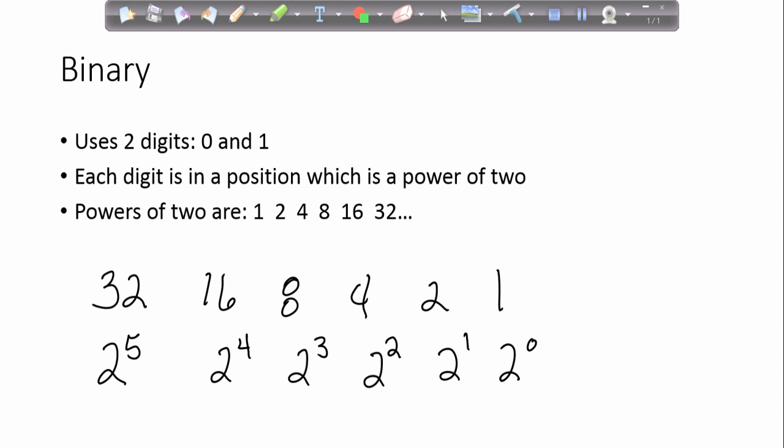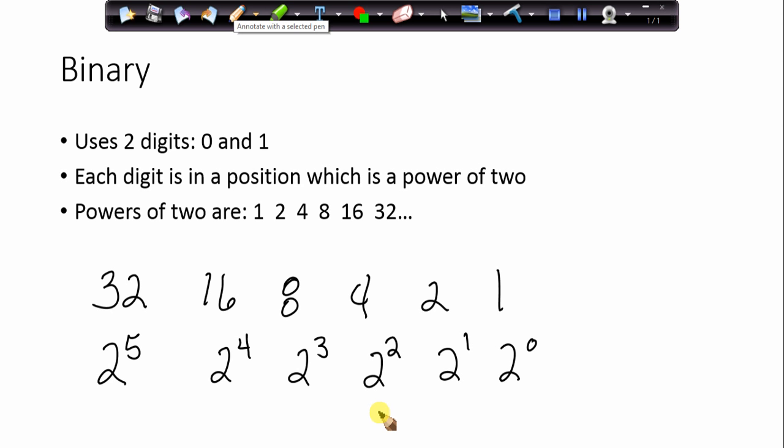So as we look at our number line, as we did in decimal, we'll see that on the rightmost side, we've got the position that we call the ones position, and then to the left of it, the twos position, fours position, eights position, and so on. The line below shows the positions scientifically named 2 to the power of 0, 2 to the power of 1, 2 to the power of 2, and so on.